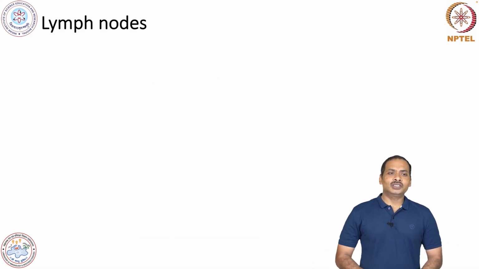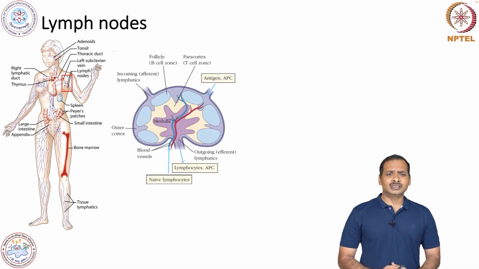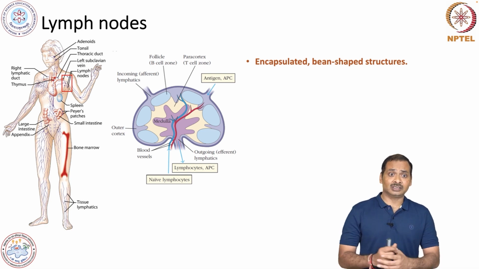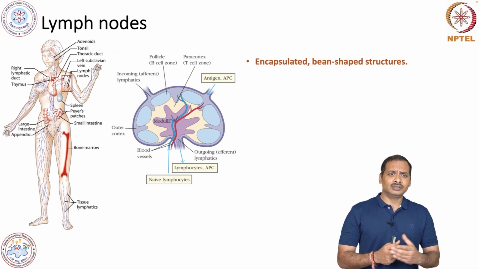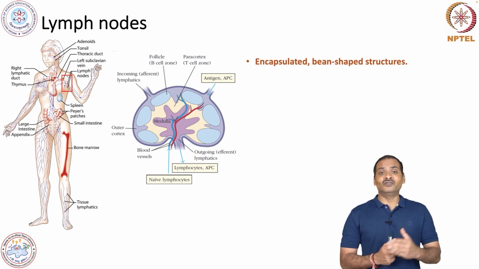So lymph nodes are basically bean-shaped structures, and they are present throughout the body. Here you can see one in one part of the body. This is an encapsulated structure, and it consists of various components. One of the most important components is the incoming lymphatics.